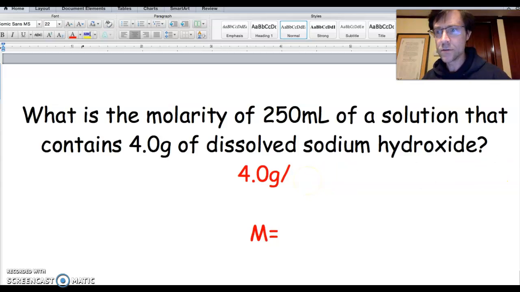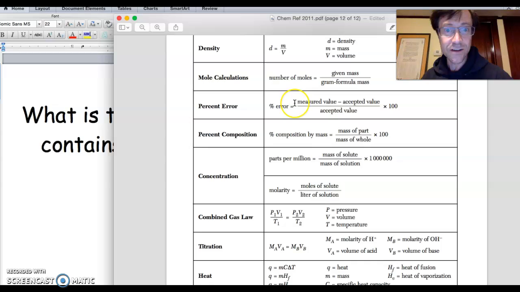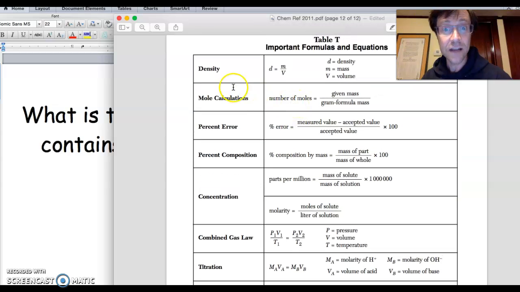Here's a little trick too. See how you have grams and you want to go to moles? I didn't tell you this yet. So we're going to come over here. Again, everything you need will be here, guaranteed. See this equation? Number of moles equals given mass over gram formula mass. So this is the mass. You divide it by the gram formula mass, you get moles.